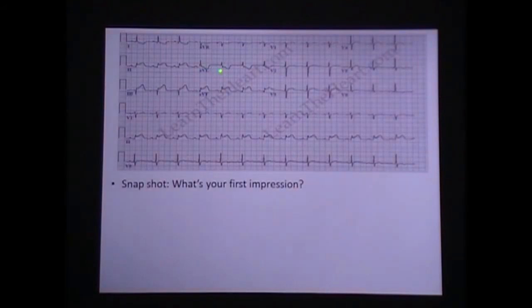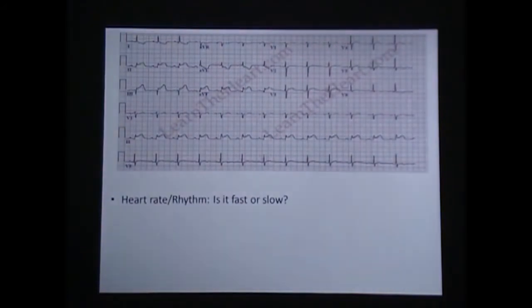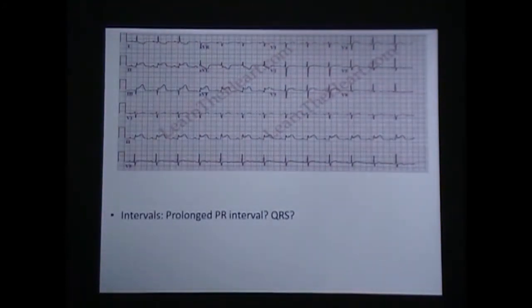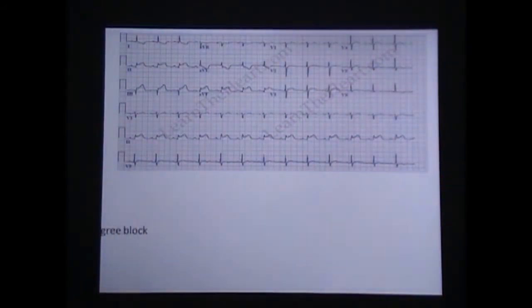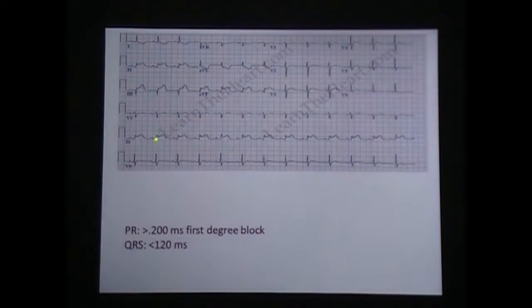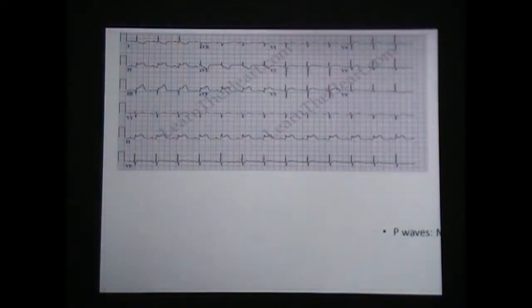I wouldn't really call that, but yes. So inferior. Okay. Is it fast? Is it slow? Is it normal? No. Okay. Agree with that. PR intervals, prolonged, shortened, anything? Okay. Looking at lead 2, might be a little long. So it's slightly long, so he's got barely a first degree block there, but it's enough that I wouldn't stress on it too much. QRS complex is less than 120 milliseconds.